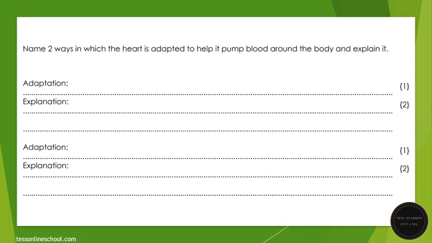The next question is a bit of a longer question. Name 2 ways in which the heart is adapted to help it pump blood around the body and explain it. Name, state, give, identify are all very similar keywords in which you do not have to write complete full sentences, and you can get away by writing a scientific term or just a phrase or even a word sometimes. Whereas explain requires you to use scientific knowledge as well as full comprehensive language to make sure that you've communicated your scientific knowledge thoroughly. So have a go at these questions now independently by pausing the video. We'll return and complete the question and give you the answer very shortly.